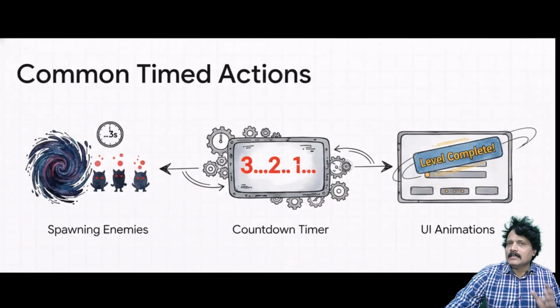And once you get that simple idea, you start seeing possibilities everywhere. You can use it to spawn a new enemy every 3 seconds. You can build that classic countdown timer. You can make UI elements slide onto the screen smoothly instead of just popping in. It's the secret of controlling the rhythm and flow of your game.